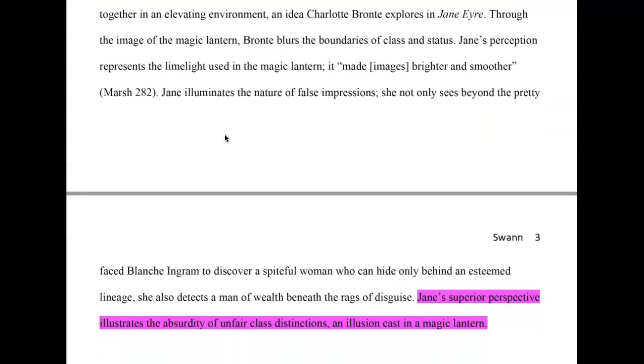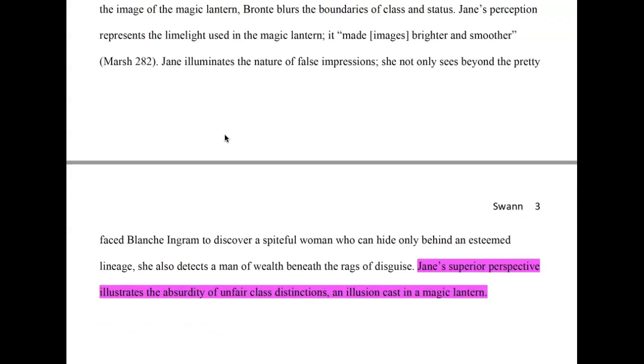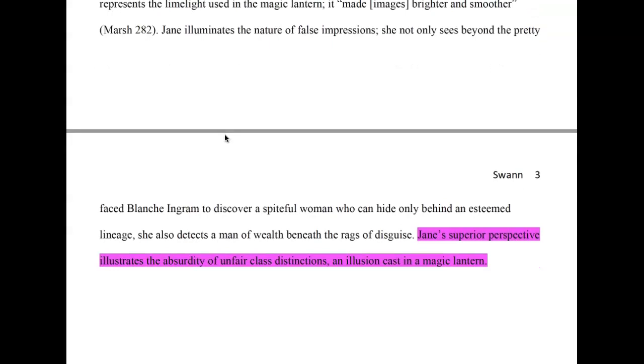She not only sees beyond the pretty-faced Blanche Ingram to discover a spiteful woman who can hide only behind an esteemed lineage, she also detects a man of wealth beneath rags of disguise. Jane's superior perspective illustrates the absurdity of unfair class distinctions and illusion cast in a magic lantern. So here I have a very short paper. My assignment was to write a 2-page response on a specific part of the text, but it doesn't matter.